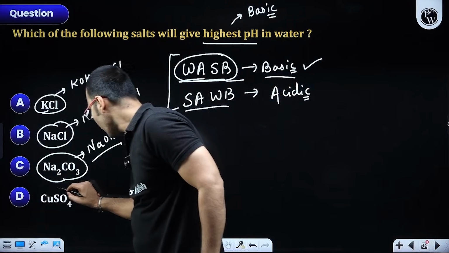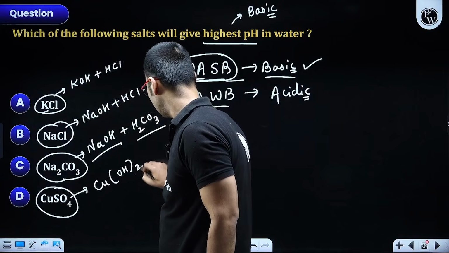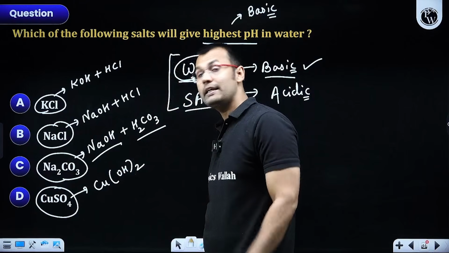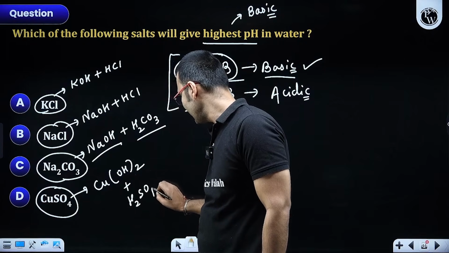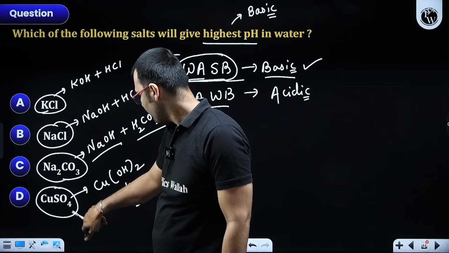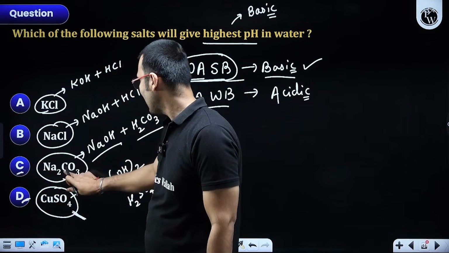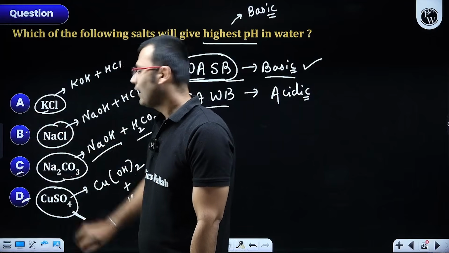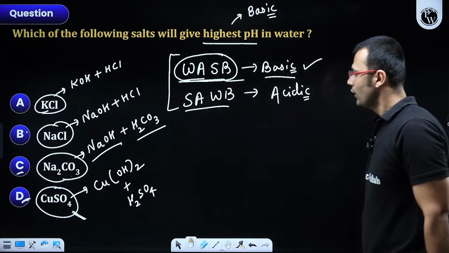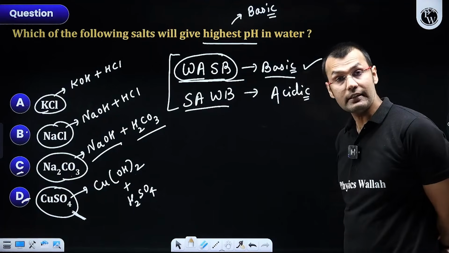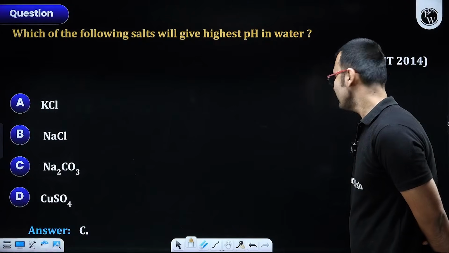And if you talk about copper sulfate, it is made up of Cu(OH)2. D-block metal hydroxides are generally weak bases. Along with H2SO4, which is a strong acid, right? So this salt will be acidic in nature. This salt, D, will have the lowest pH value, and C will be basic in nature. It will have the highest pH value, and A and B have neutral pH, pH 7. They are asking for the highest pH, so definitely in this case the answer will be C, that means the salt of weak acid, strong base. And yes, that's your answer.